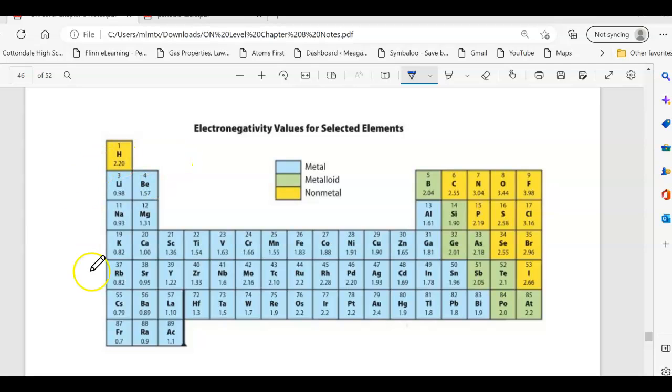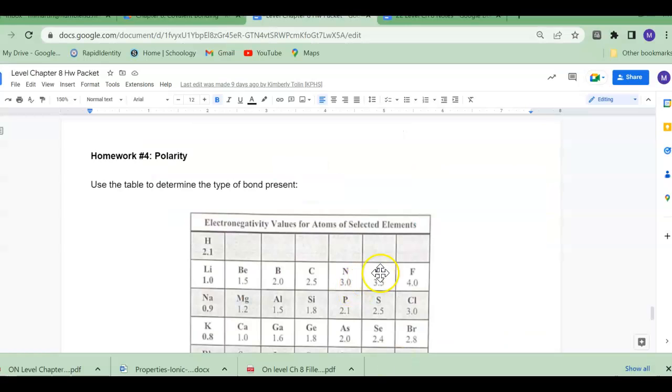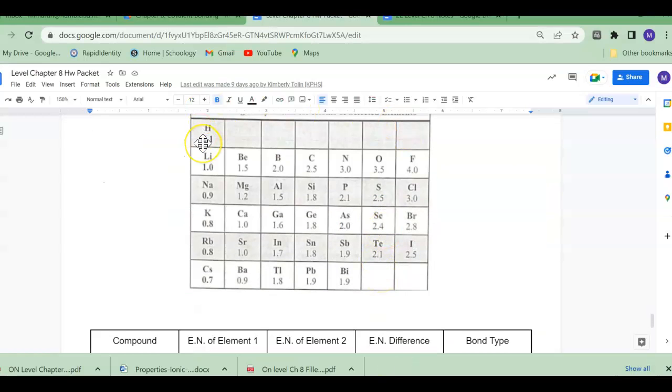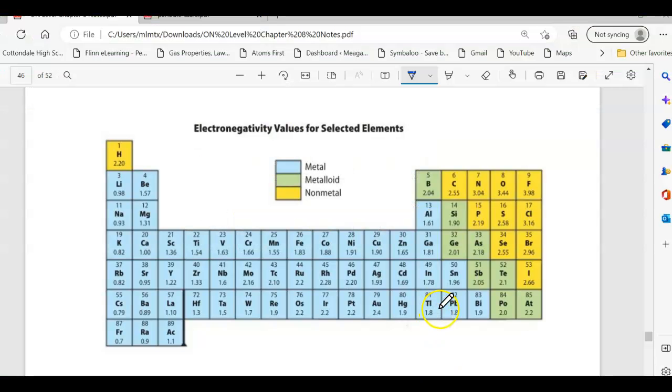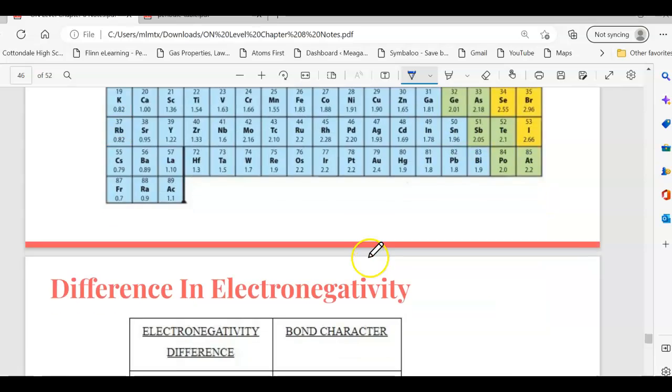This scale right here, you have a very similar one in your homework. It's a lot smaller because it only has certain elements, but it will help you for what you need it for. Also, this scale will be given to you on a test. So you don't have to memorize anything like that. You just have to be able to use it.